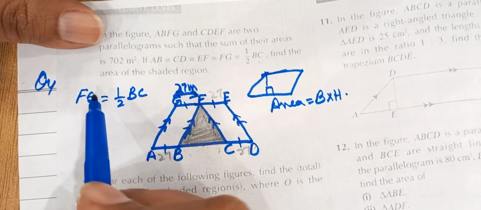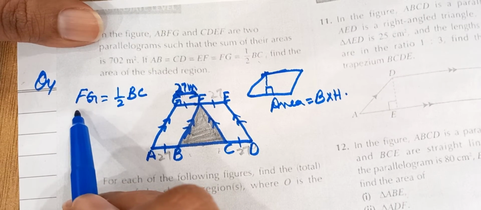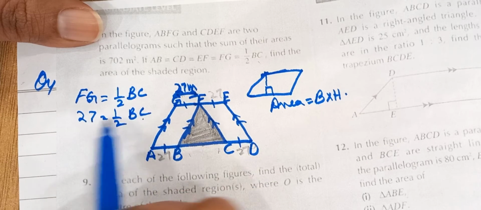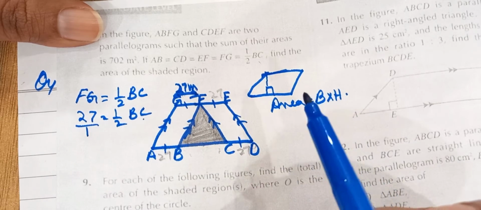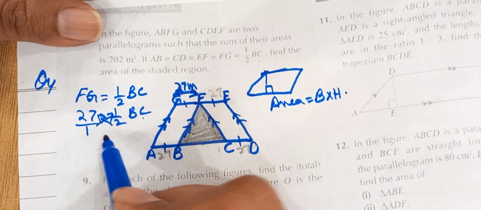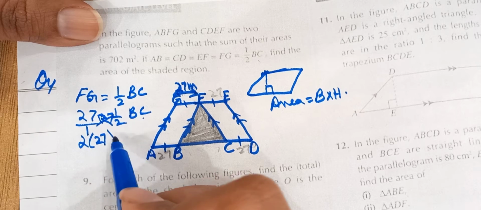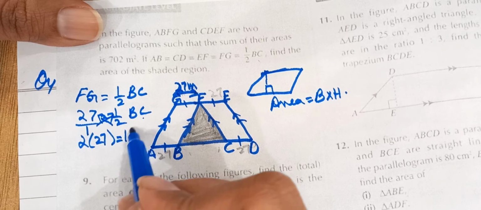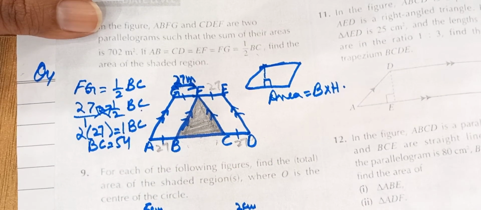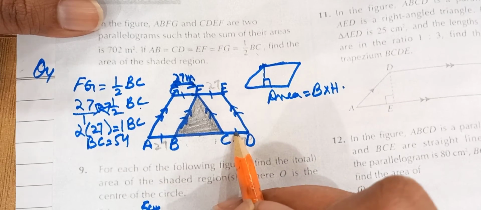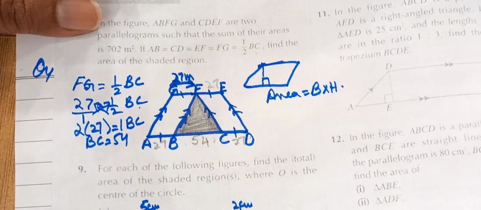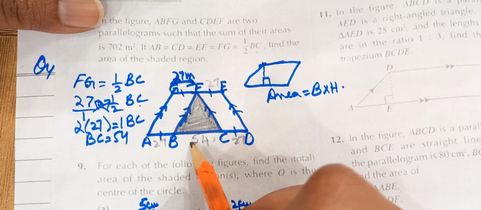So there is an easy way. I am going to replace its values. FG is equal to 27 is equal to 1 by 2 BC. Now I have to calculate the value of BC. When there is nothing underneath it, there is 1. I'll cross multiply it. 2 will go here, 1 will come here. 2 into 27 is equal to 1 into BC, or BC is equal to 54. So the information I got is that this length from here to here is 54. So I'm going to fill in the information.